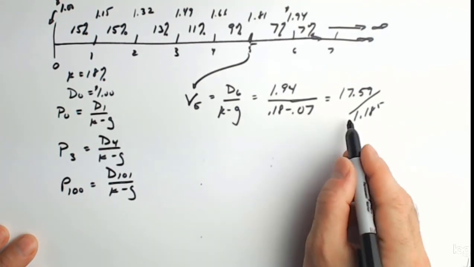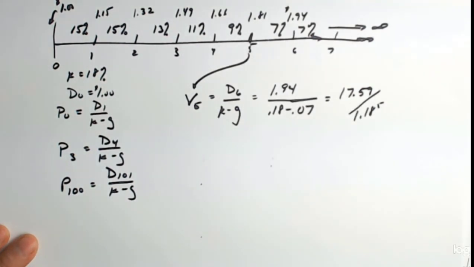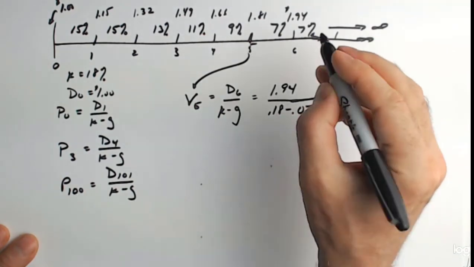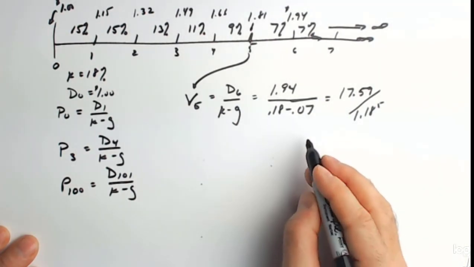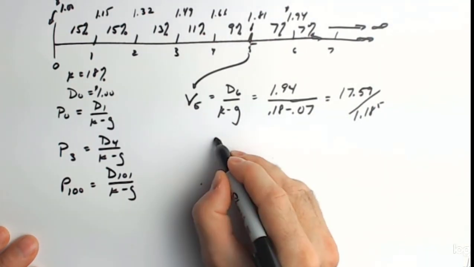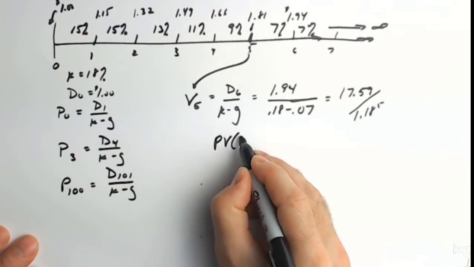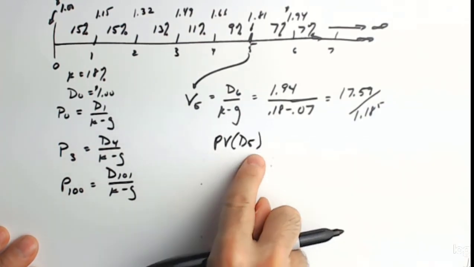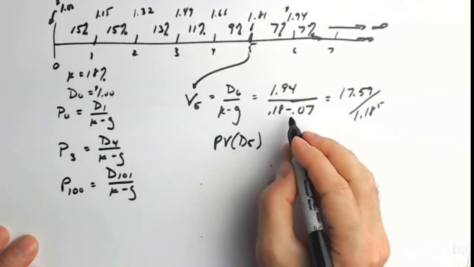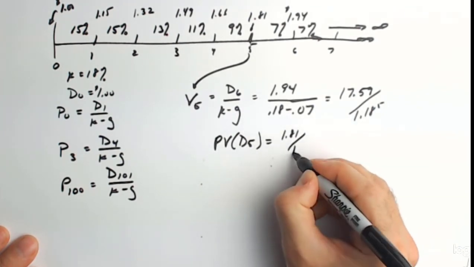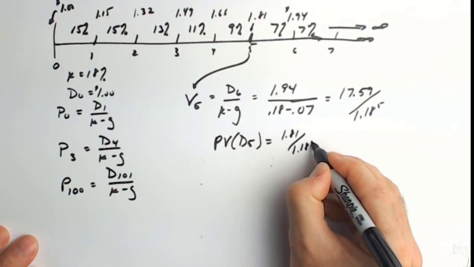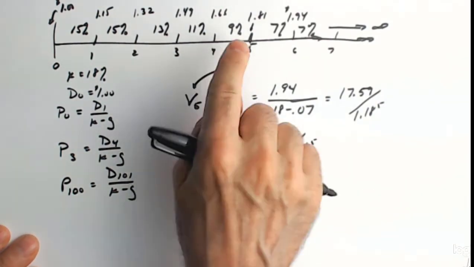Now what we also have to do is take into consideration the dividend that we got right here. We're going to get this dividend too. And that dividend is $1.81. So the present value of the 5th dividend is 1.81 divided by 1.18 to the 5th power. So we're discounting this dividend.